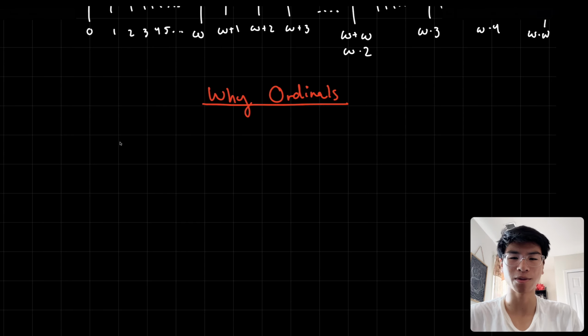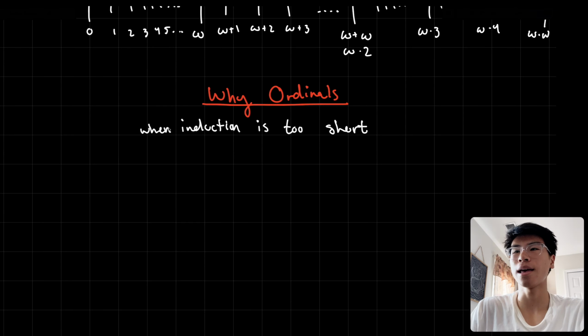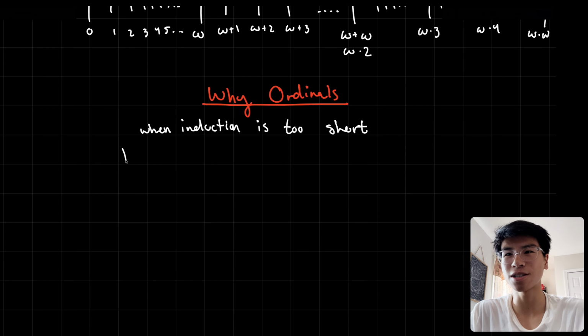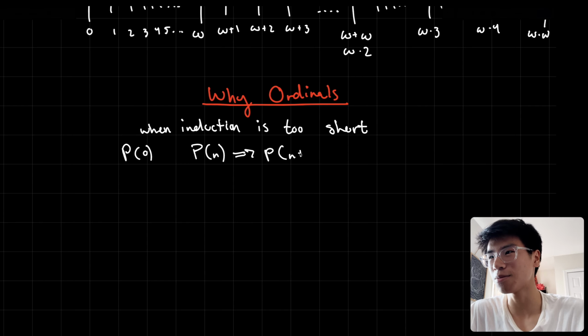So why are we dealing with ordinal numbers? What do they give us? Sometimes induction is too short. And what I mean by that is normal induction, even strong or weak induction, whatever it is, is usually like this. You prove some property for 0, and then you also prove that if you know the property holds for n, the property also holds for n plus 1.